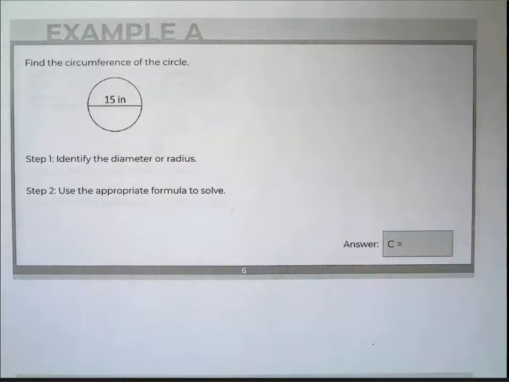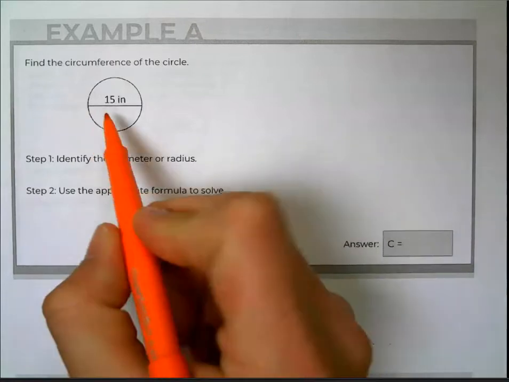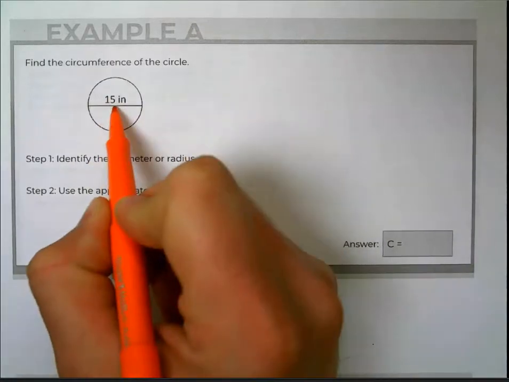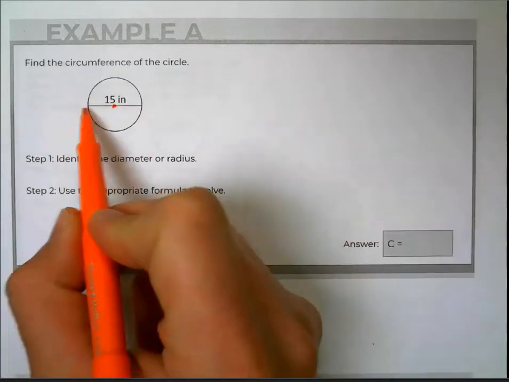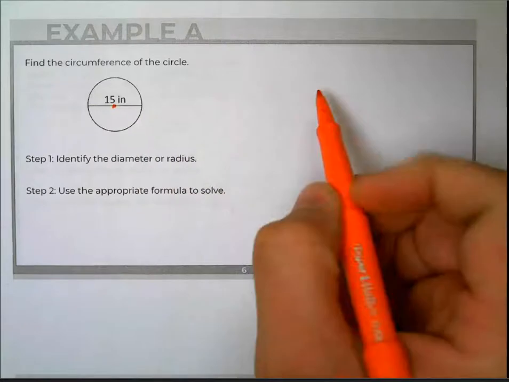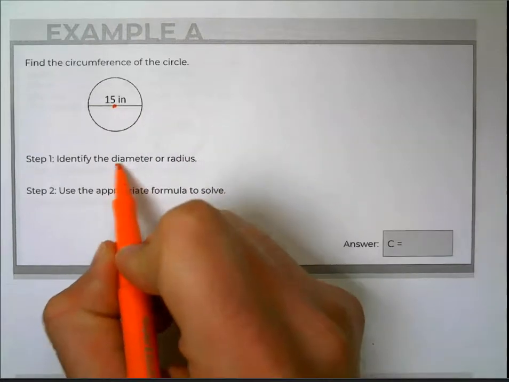Okay, here's example A for today's lesson. It says find the circumference of the circle. Okay, so to find circumference we have two different formulas, but first we need to look at the information that they gave us. They have this line that goes all the way across the circle, straight through the center. Okay, if it goes all the way across, that is the diameter.